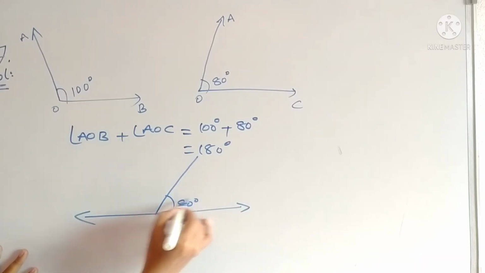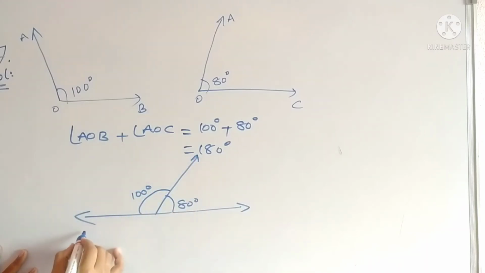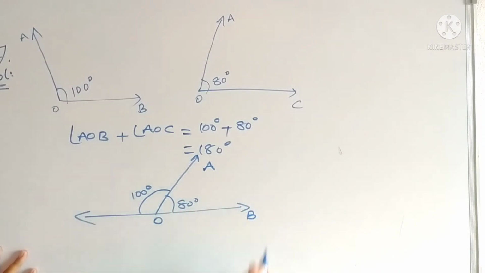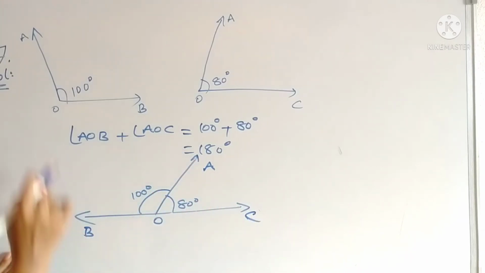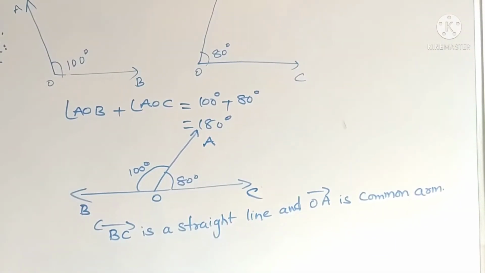So this is 80 degrees and this is 100 degrees. Okay. So the common arm is here, OA. Okay, here B. So AOB is 100 degrees, AOC is 80 degrees. Okay, so like this you can draw. So BC is a straight line and OA is a common arm.